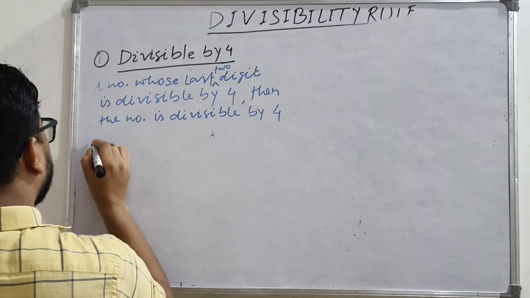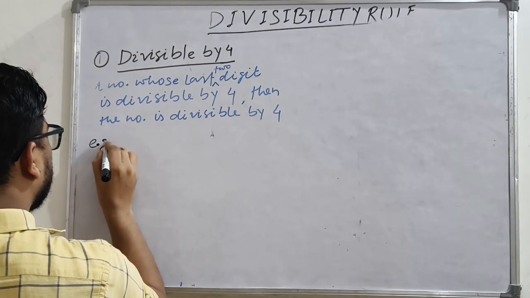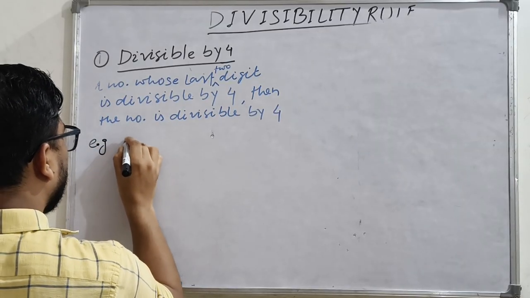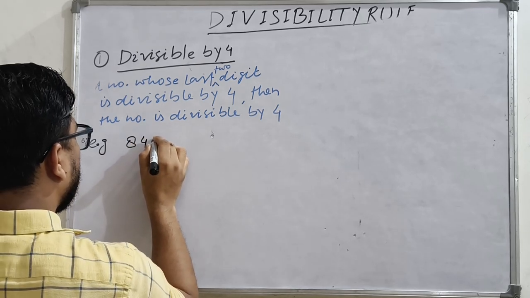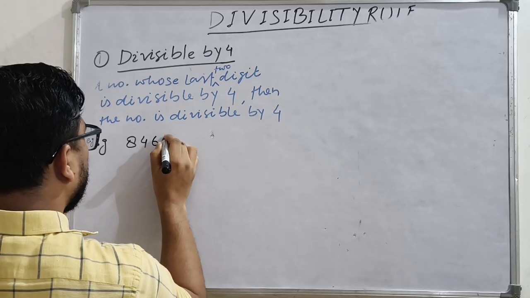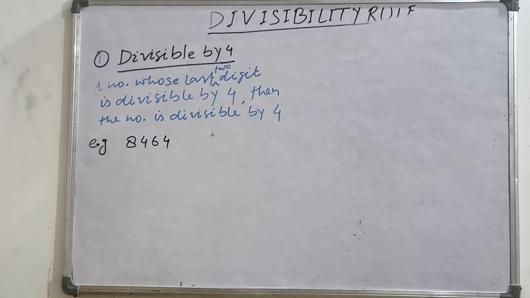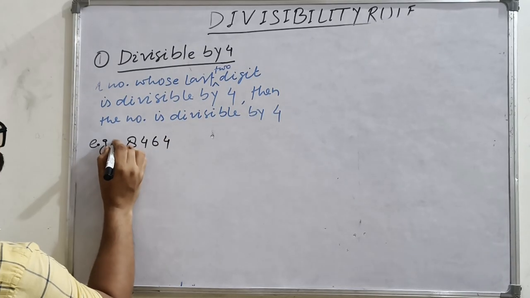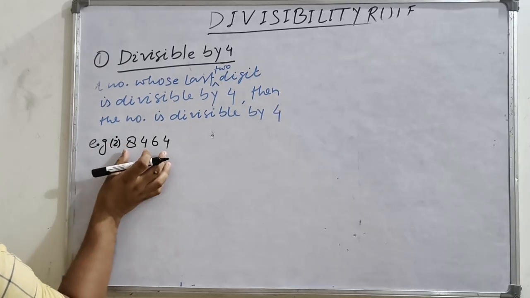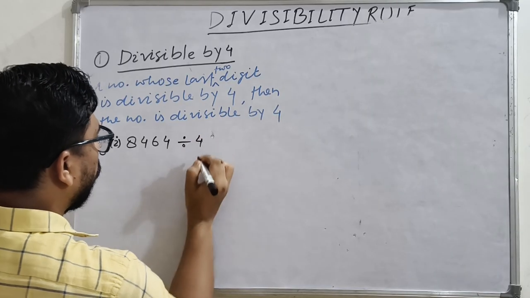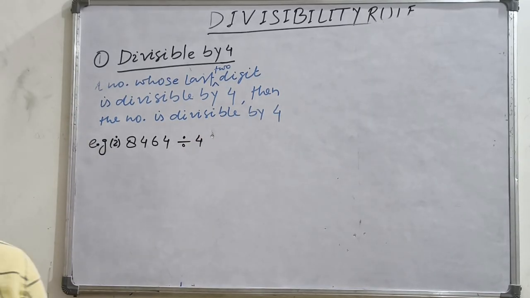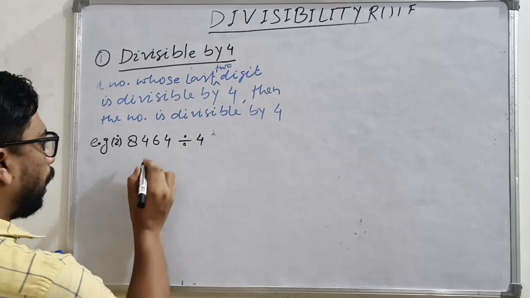For example, 84, 64. If you want to check whether this number is divisible by 4 or not, you have to check only what? You have to check only the last two digits.